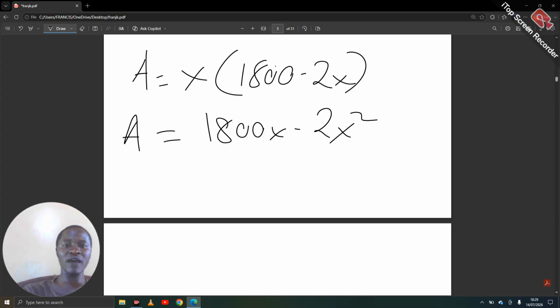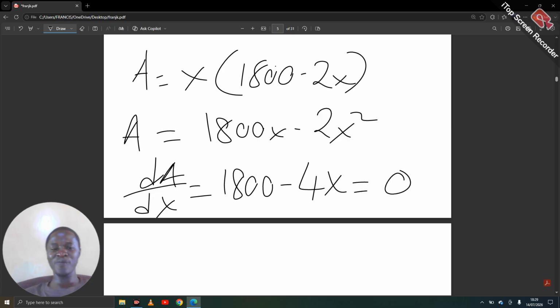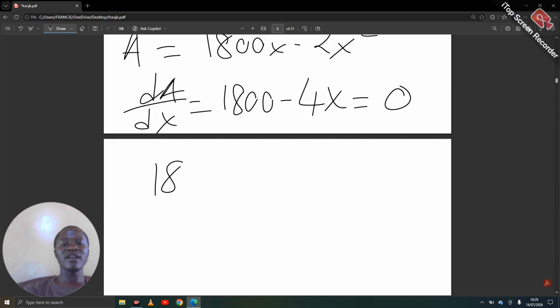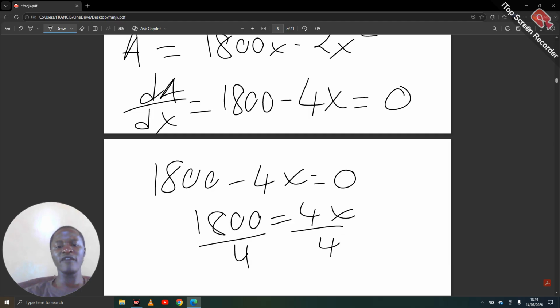So we shall have dA over dx, which is equal to 1800 minus 4x, which is equal to 0. Remember what I've just told you, that when it comes to maxima and minima, let the differentiated value be 0. So 1800 minus 4x is equal to 0, whereby we shall have 1800 is equal to 4x. Divide by 4, divide by 4.